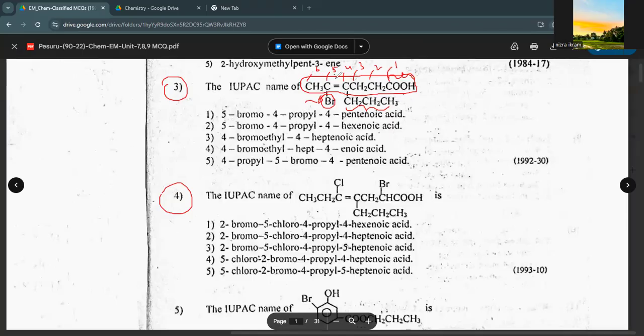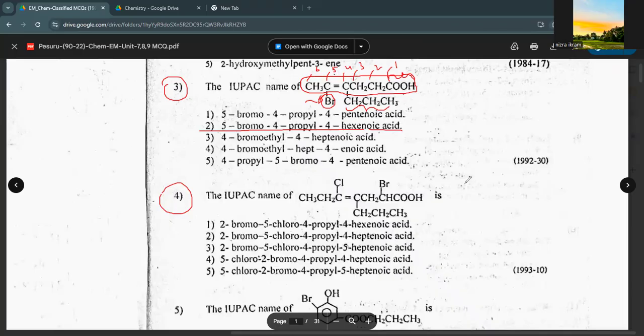Then how many carbons in the main chain? 6. Then hex. And there is a double bond in the fourth carbon. So 5 bromo, 4 propyl, 4 hexene. The 4 hexene, ene is representing the double bond, and 4 means the double bond is in the fourth carbon. And oic acid because of the carboxylic acid. That's how you name it, okay?